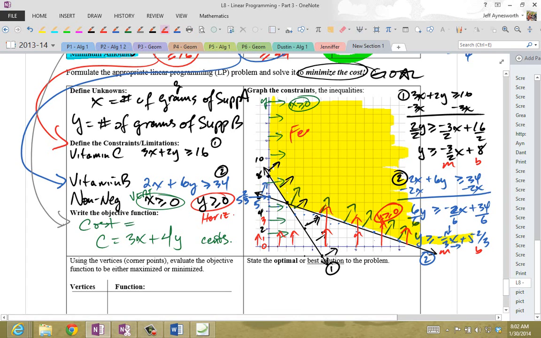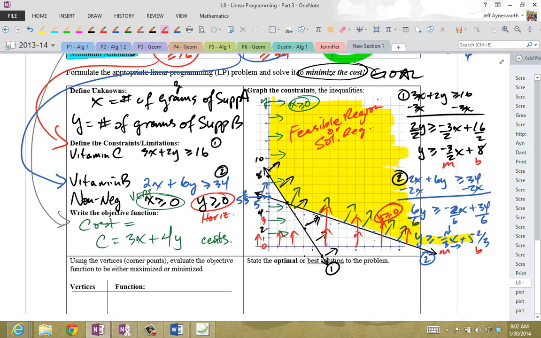This is called the feasible region. Another name for that is solution region. And what we need to do here is take a look at the corner points, find the vertices, and minimize the cost function for this diet problem. Okay, so we got to find the vertices, corner points.